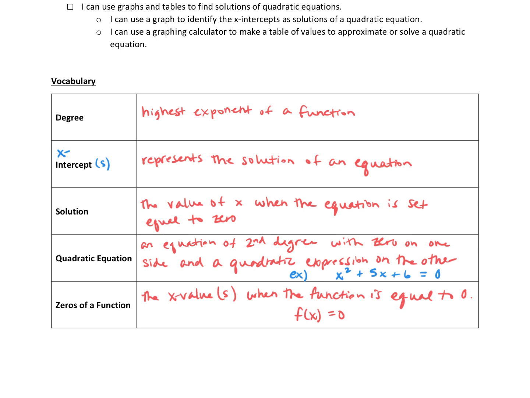All right, well that's a lot of fun vocab. Why don't we get started and see what we're doing here?